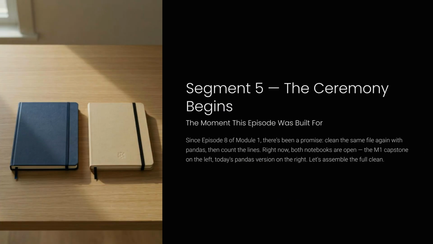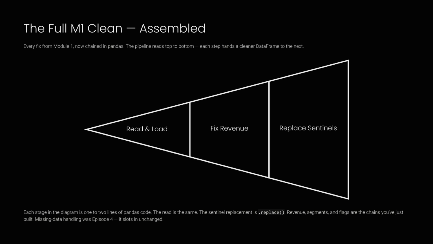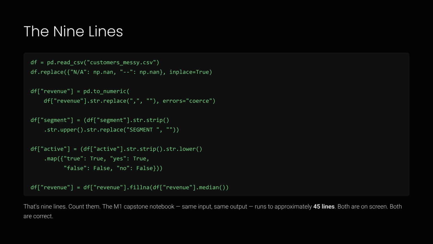Now, it is time to assemble everything we have learned. We will take the same file we cleaned manually in the past and process it using modern, efficient Pandas techniques. Our full cleaning pipeline follows a logical flow: reading and loading, fixing revenue values, and finally replacing sentinels. Each stage utilizes concise, vectorized code built on the framework we established earlier. In total, this entire cleanup process requires just 9 lines of code. It achieves the exact same results as the 45-line manual script we wrote in our initial module.